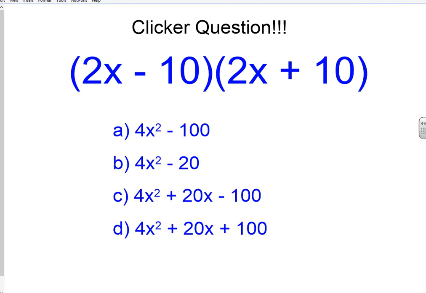So we take a look. 4x squared. I know my middles are going to cancel. Minus 100. And that answer is A.